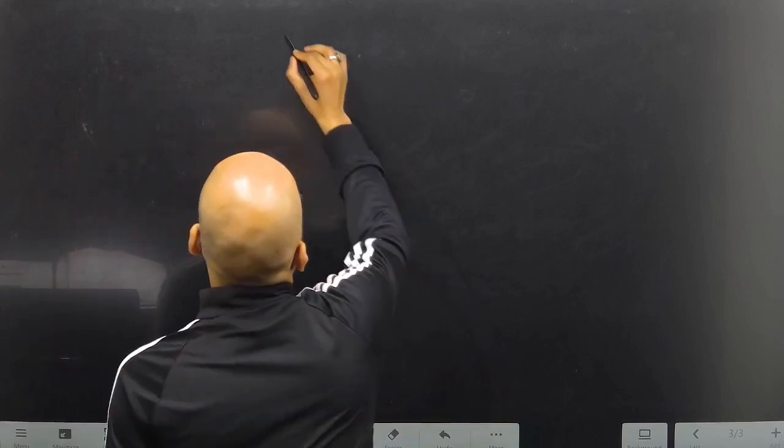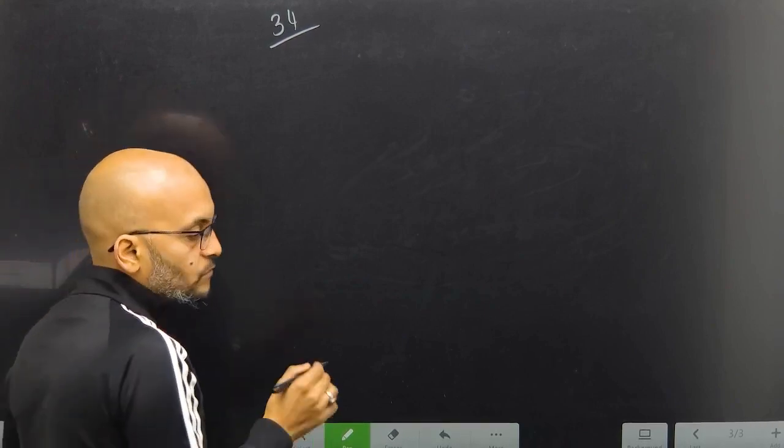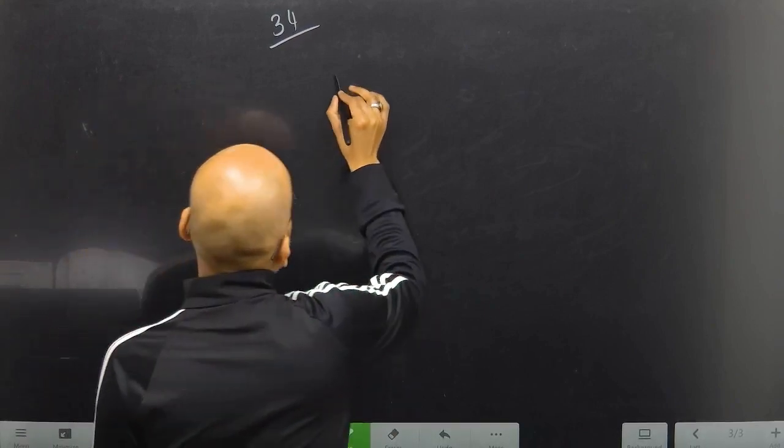So question number 34. It is saying two monoatomic gases are at absolute temperatures 300 Kelvin and 350 Kelvin respectively. So the ratio of the average kinetic energy of their molecules. See guys, 3/2 kT is the formula.